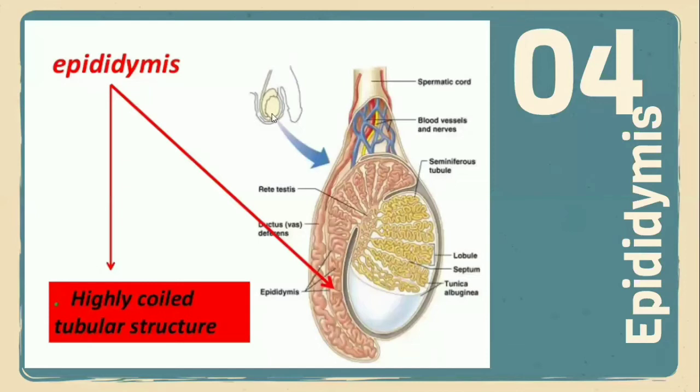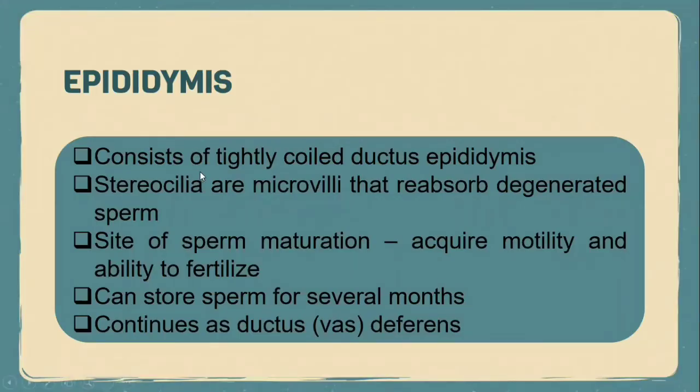Next, epididymis. It is the pathway in which the sperm undergo final maturation. It is located above the testicles, and they are both placed in the sac. It consists of a tightly coiled ductus epididymis. Stereocilia are microvilli that absorb the excess fluid. It is the site of sperm maturation, where sperm acquire motility and the ability to fertilize. It can store sperm for several months and continues as the ductus, vas deferens.